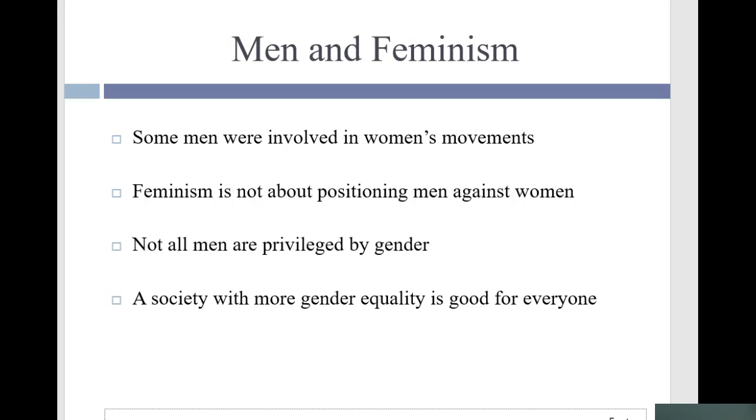Very strongly so. You will find that many of the men on the campus that you know, Dr. Ginyard, for one, I can list, is definitely a feminist. He looks at the position that men should be equal to women, and he can see that theory coming into place. But not all men are privileged by gender. That's pretty significant as we start looking at this. And a society that is more gender equal is good for everyone.